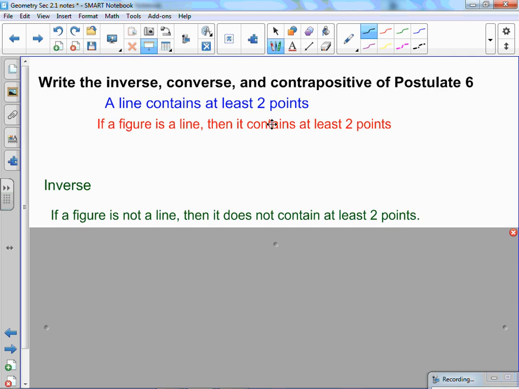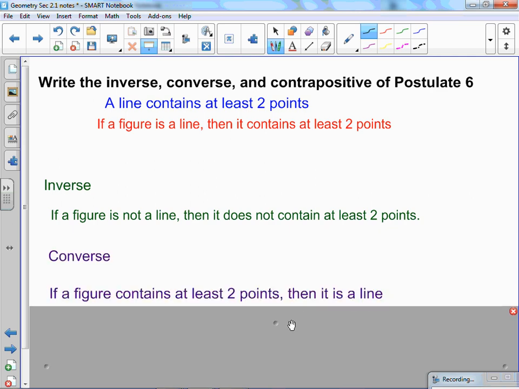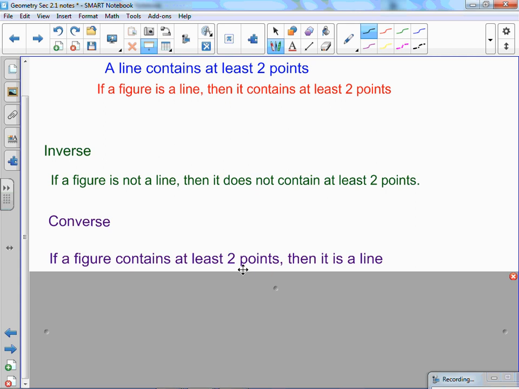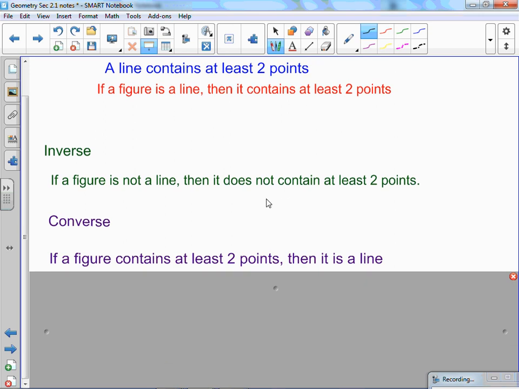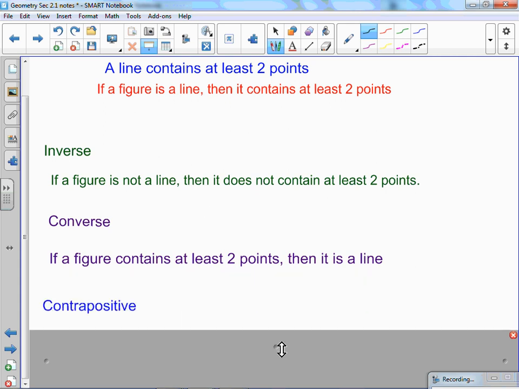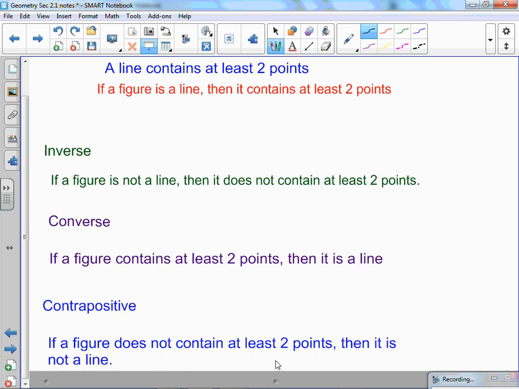Converse, we switch the hypothesis and conclusion, the front to the back, back to the front. So if a figure contains at least 2 points, then it is a line. And then the contrapositive to that is going to take these two, put them together. So in the order of the converse, but with negations in it. So if a figure does not contain at least 2 points, then it is not a line.